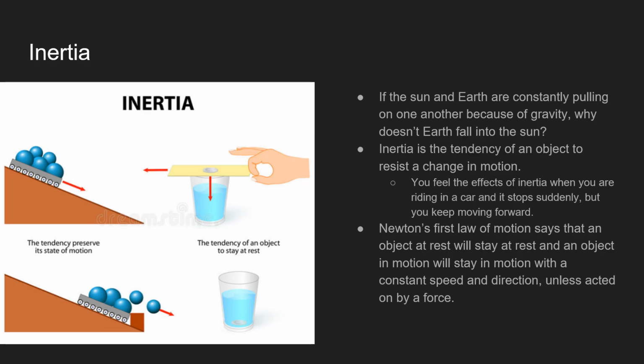Inertia. If the sun and Earth are constantly pulling on one another because of gravity, why doesn't Earth fall into the sun? Inertia is the tendency of an object to resist a change in motion. You feel the effects of inertia when you are riding in a car and it stops suddenly, but you keep moving forward. Newton's first law of motion says that an object at rest will stay at rest, and an object in motion will stay in motion with a constant speed and direction unless acted on by a force.